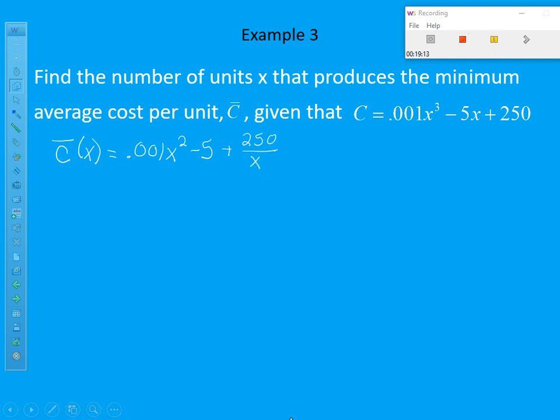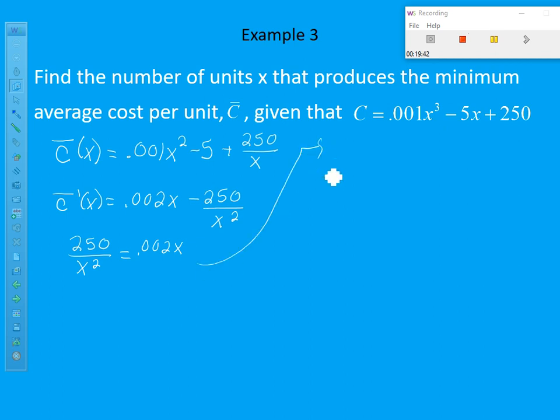Let's go get our derivative. So the derivative of this looks like 0.002x. The 5 goes away, minus 250 over x squared. I'm going to move the 250 over x squared to the other side since it's negative, making it positive. Now if we cross multiply, I'm left with 0.002x cubed equal 250.